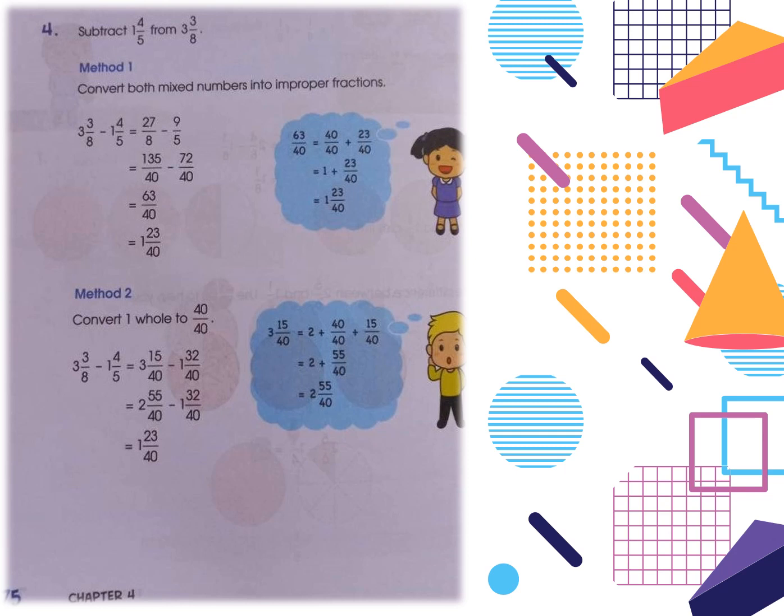55 over 40. Now we are going to perform the subtraction and subtract 1 whole number 32 over 40 from it. Again, we have the same answer, which is 1 whole number 23 over 40.